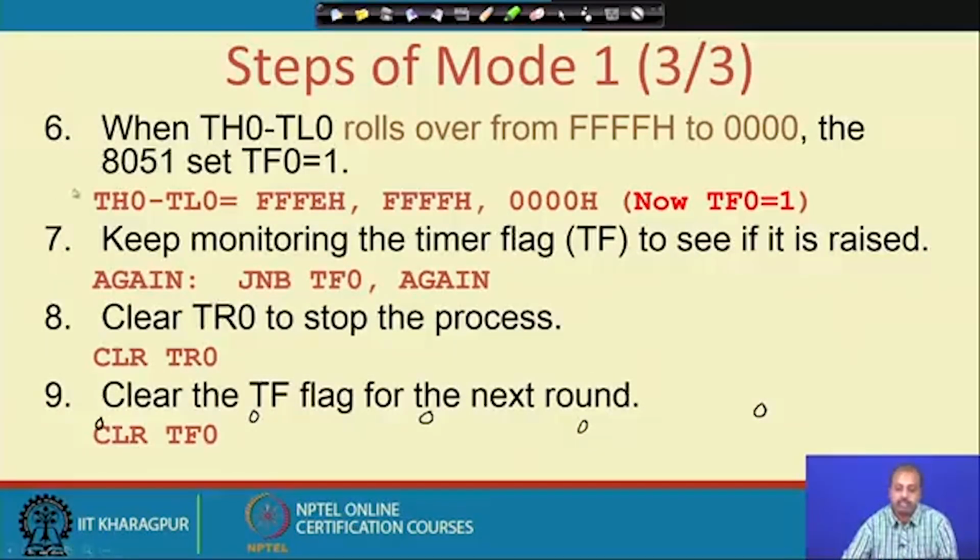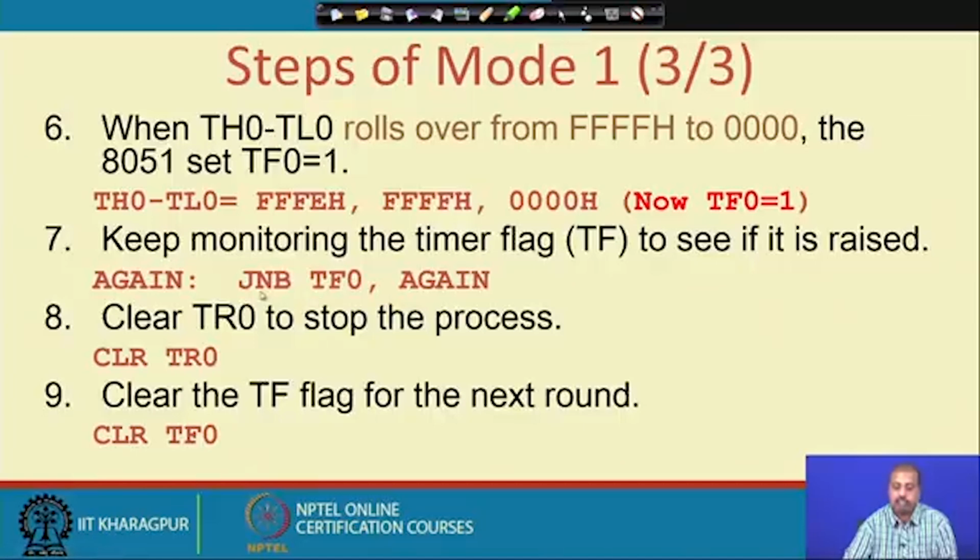So, when TH0 TL0 rolls over from FFFF to 0000, the 8051 will set the TF0 bit to 1. Now we can do this with monitoring like this: JNB TF0, again. So, we can have something like that.